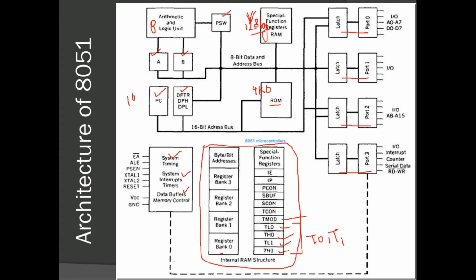The TMOD register is used to set the timers. TCON and SCON, these two 8-bit registers, along with SBUF, are used for serial communication. PCON is the power mode control register, and these two registers, that is interrupt enable and interrupt priority, are used to control the interrupts in 8051.